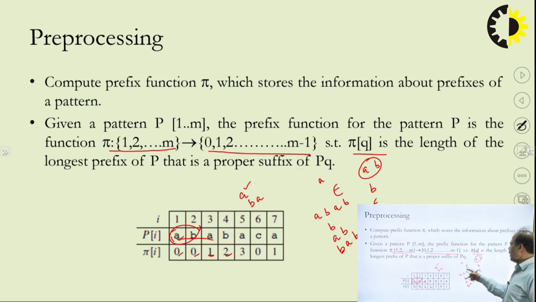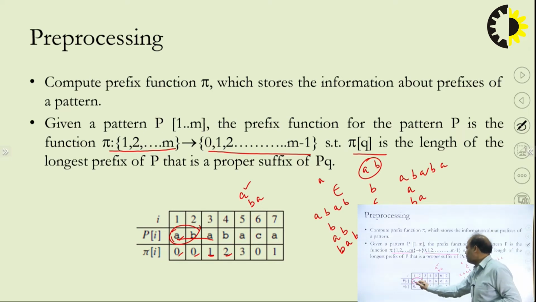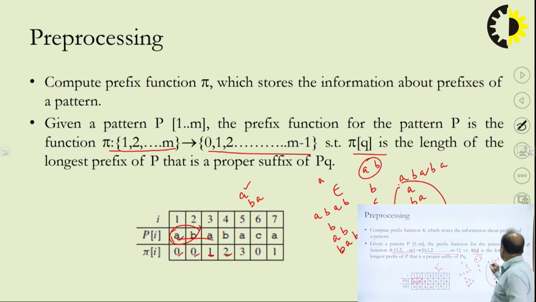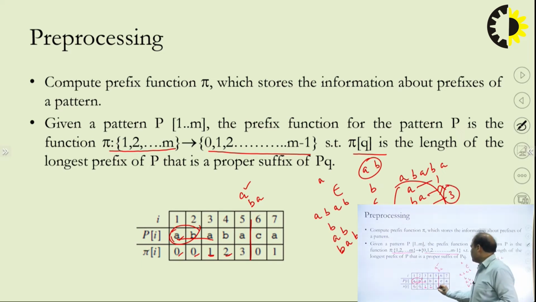Same thing if you talk about the next one, ABABA. What are its proper suffixes? A, then BA, then ABA, and then BABA. Four proper suffixes. So look at which one is the longest that is also a prefix. If you look at here, A is yes, its length is 1, BA is no, ABA is yes, its length is 3, BABA is no, so its length is 0. So what is the longest? 3. So we compute it over here.